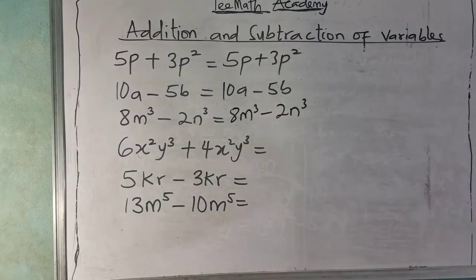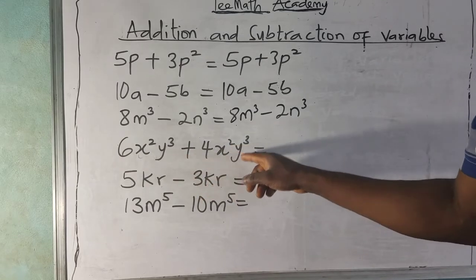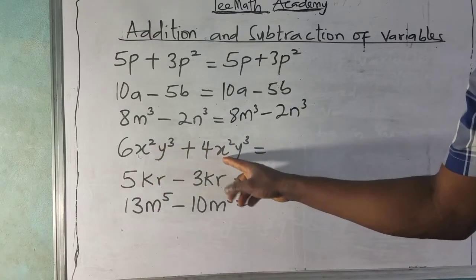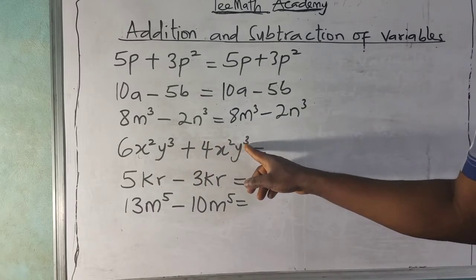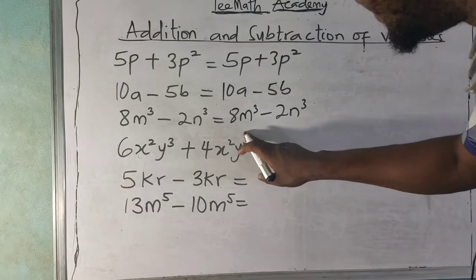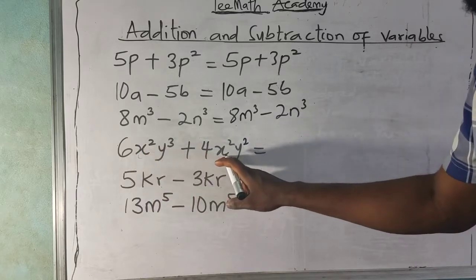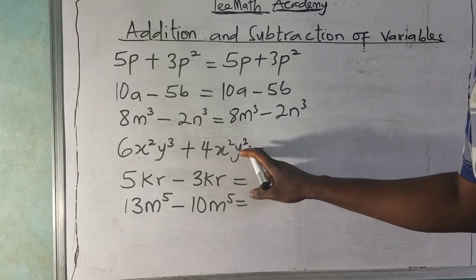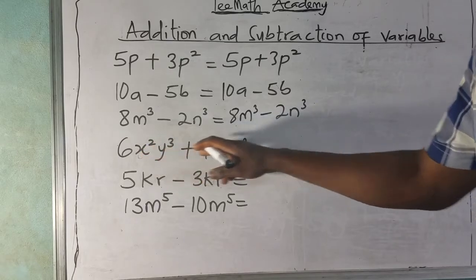Look at the next one. The next one is 6s squared y cubed plus 4s squared y cubed. Take a look at the powers here. s squared, the same thing. y cubed, the same thing. Then you are free to go. But if this one here is like 2, although here is s squared, then y cubed and y squared, this one has scattered everything. There is nothing you can do there. You will have to write it back again.